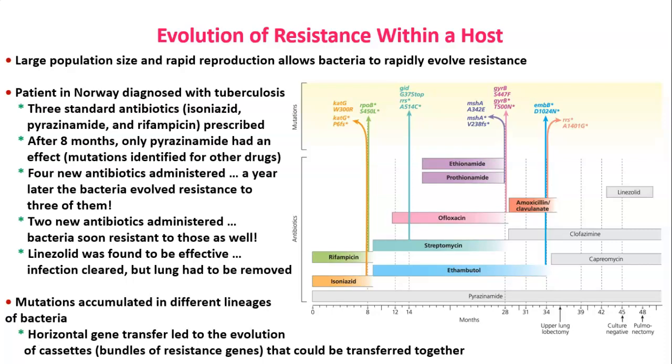Now, mutations had accumulated in different lineages of bacteria, and this is, of course, very common in bacteria in general. But horizontal gene transfer is what led to the evolution of what we call cassettes, bundles of resistance genes that can then be transferred by horizontal gene transfer, cassettes. And that is in large part what was going on among the bacteria causing tuberculosis in this individual.